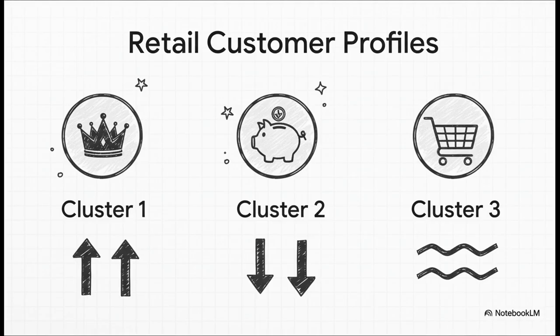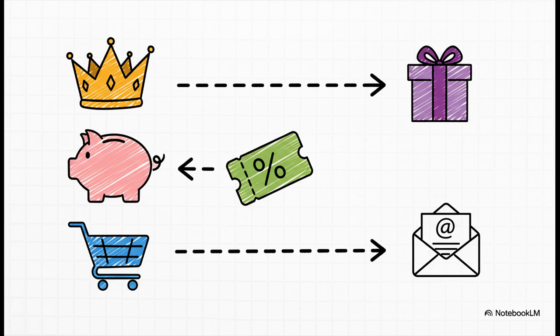Cluster 2 is the opposite, lower income and they don't spend much. These are our budget shoppers. And Cluster 3 is everyone else, in the middle. See what we did? We went from abstract data to real human personas. And that is the payoff.